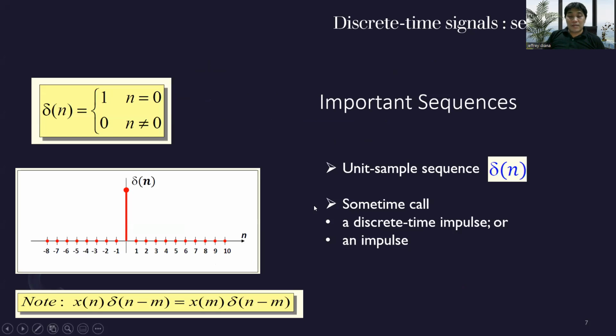An important sequence is, for example, the unit sample sequence, delta[n], sometimes called a discrete time impulse or an impulse. For our equation, delta[n] is equal to 1 when n equals 0, and 0 when n is not equal to 0. So x[n] delta[n-m] is always equal to x[m] delta[n-m].